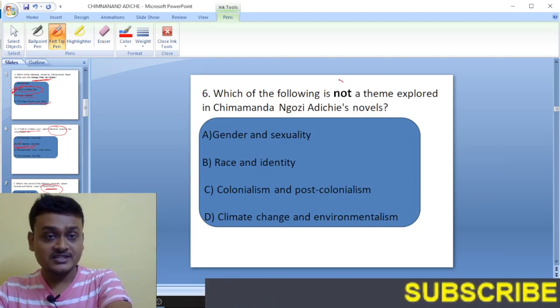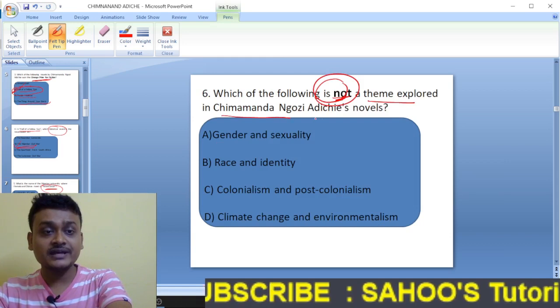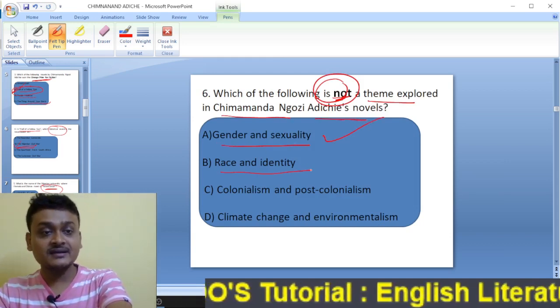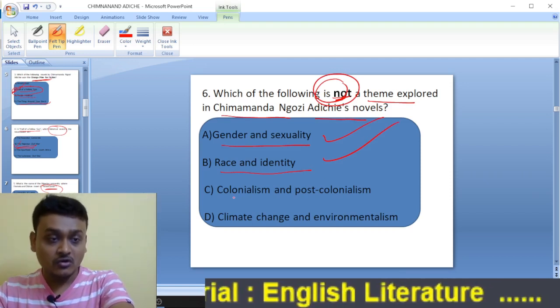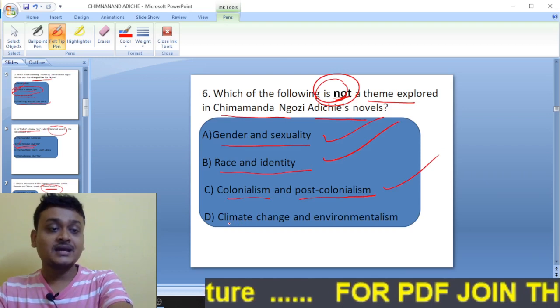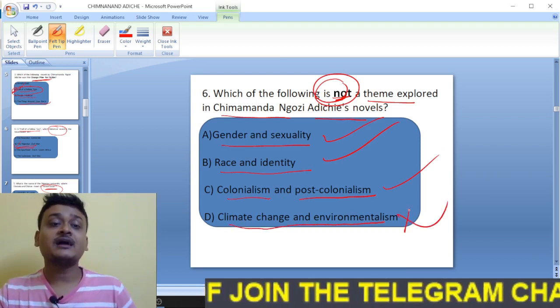Which of the following is not a theme explored in Chimamanda Ngozi Adichie's novels? Gender and sexuality was explored. Race and identity was also explored. Colonialism and post-colonialism was also explored. Whereas climate change and environmentalism was not explored in her novels.